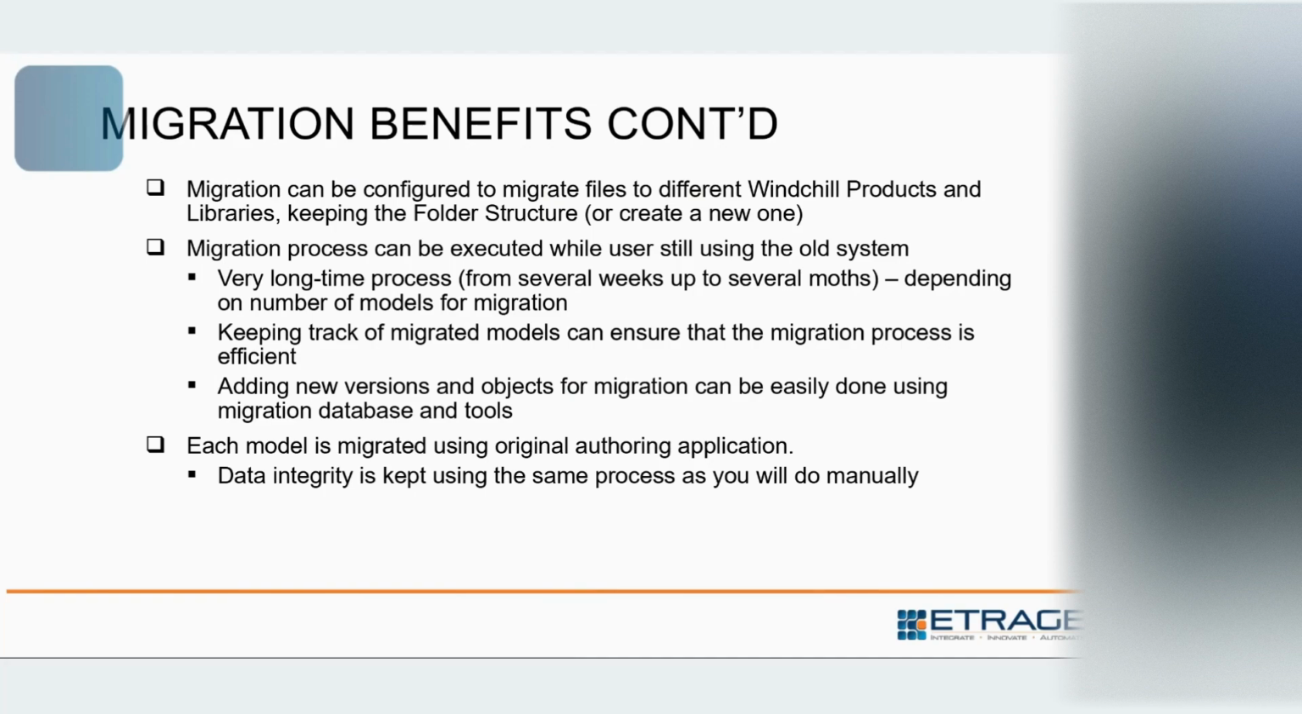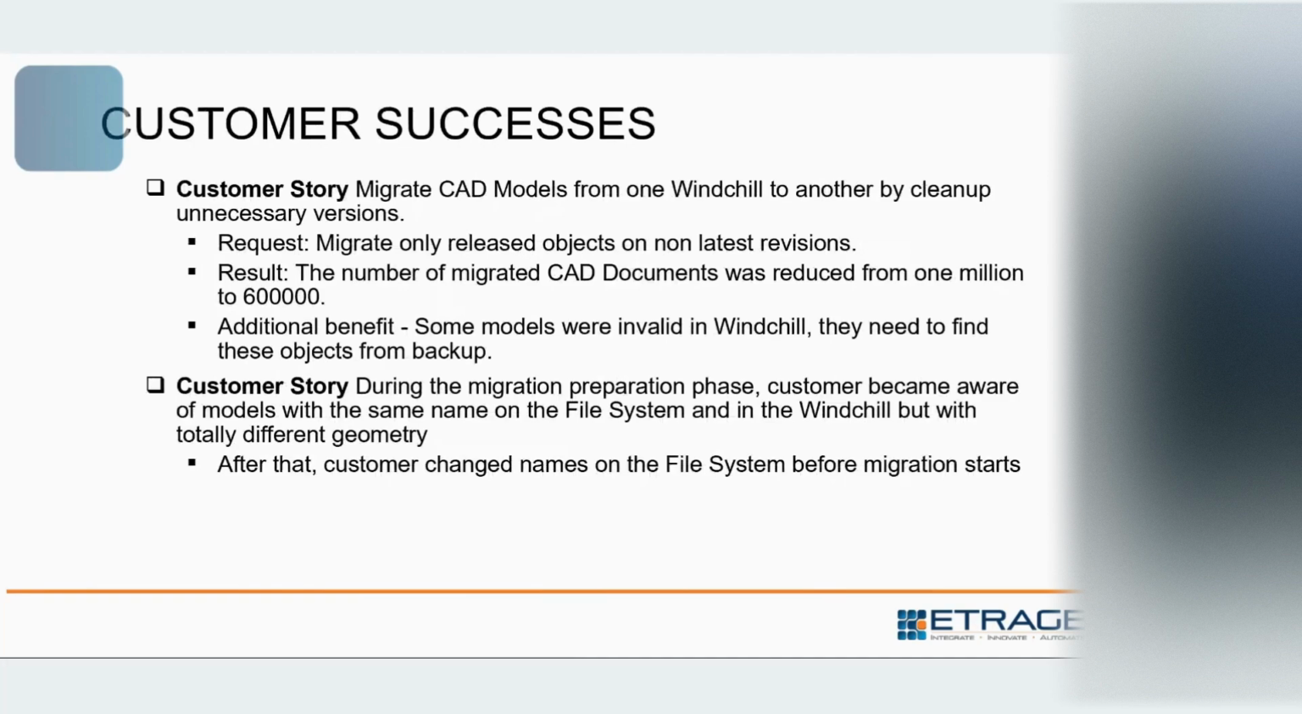And each model is migrated using the original authoring application, and that means that data integrity is kept using the same process as you would do manually. The process is the same, actually. For example, for Creo migration, we open Creo, upload the model into the Windchill workspace, and then check in that model into common space. In that way, we are sure that everything is done as it would be done using the manual process.